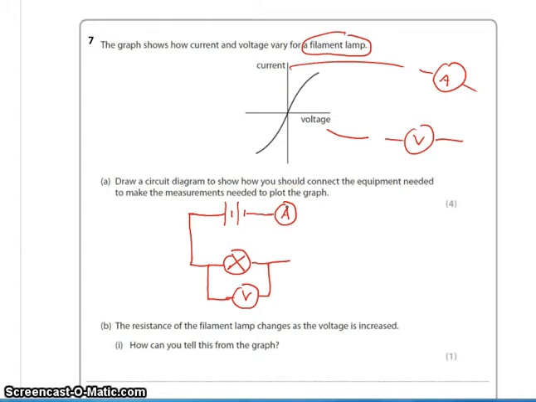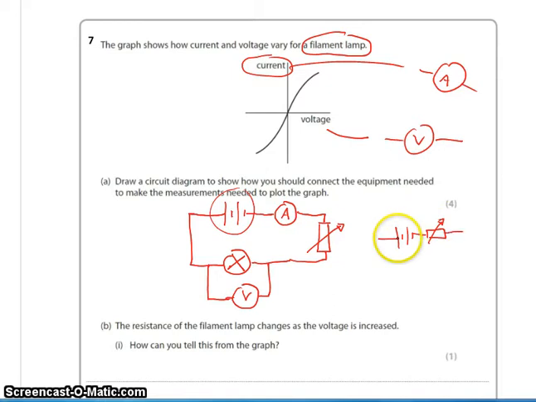Your voltmeter and ammeter must be connected in the correct way, so ammeter always in series and voltmeter always in parallel. Now this is what most people did, and you're missing a key thing, because how are we going to change the current passing through this bulb? We need something to do that, so I'm going to put in here a variable resistor, and that variable resistor is going to change that. You could also have drawn a variable power supply, so essentially the variable resistor is within the power supply or something similar to that, for that extra mark.